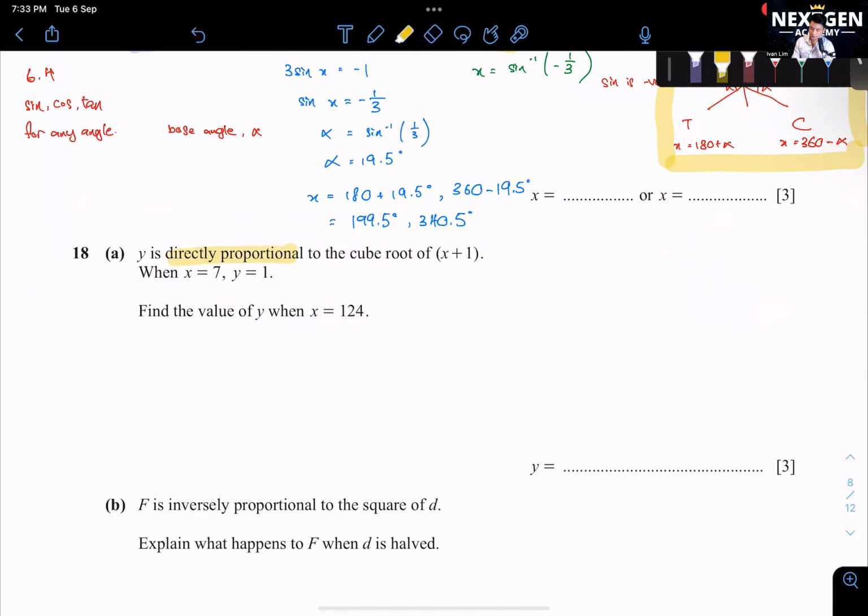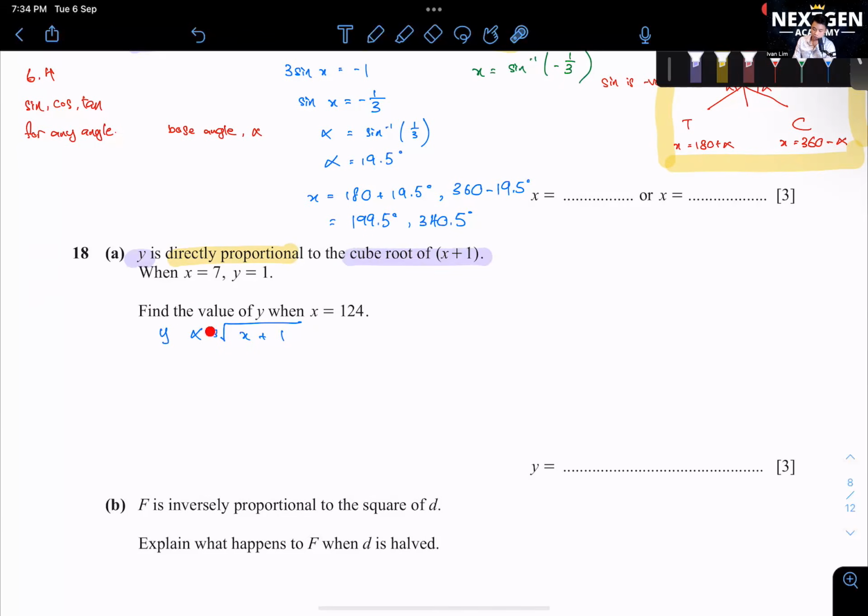So this is a directly proportional kind of question, right? They say y is directly proportional to the cube root of x plus 1. When you see the word proportional, directly or inversely, what's the symbol that we need to use? The fish symbol, right? So we change this statement into an equation first. So y, then we put the proportional symbol, then 1 over the cube root of x plus 1. This is how I'm changing this sentence into an equation first.